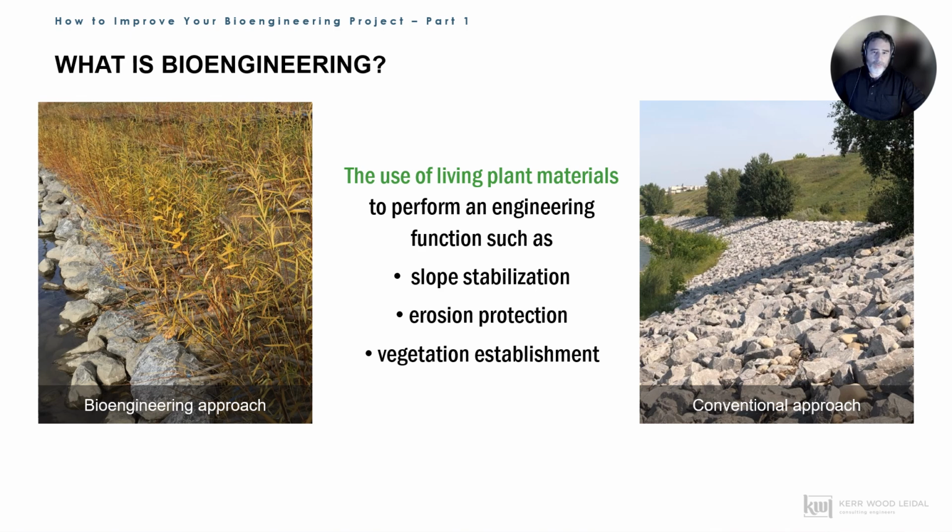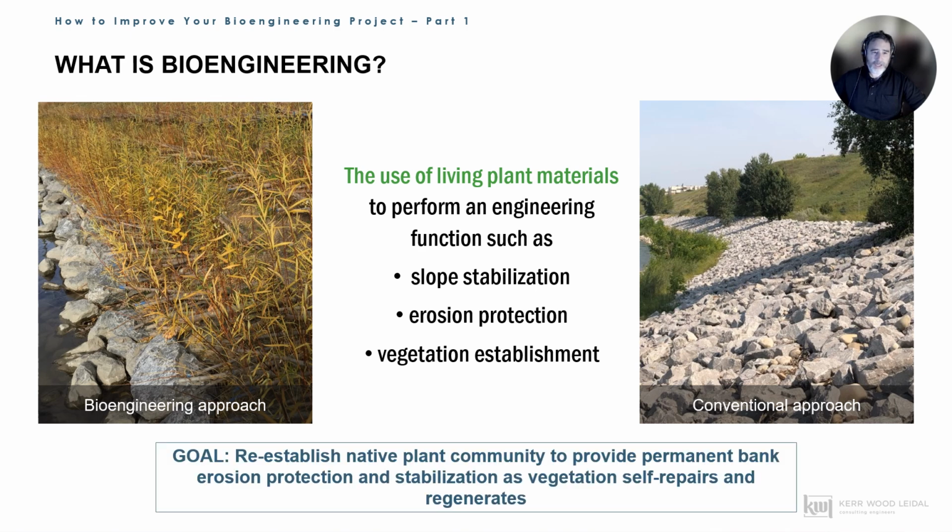The photos show a bioengineering approach on the left in comparison to a conventional approach on the right with rock riprap and no vegetation. Bioengineering approaches help us achieve the goal of establishing a native plant community that will provide permanent erosion protection that can self-repair and regenerate and ultimately allow natural processes to take over to achieve our habitat restoration, biodiversity, climate change, cost, and aesthetic goals.